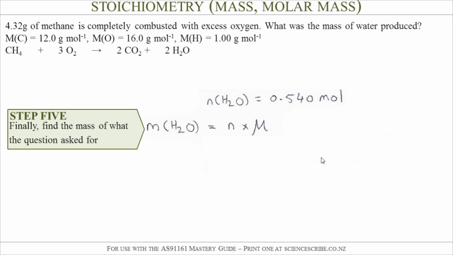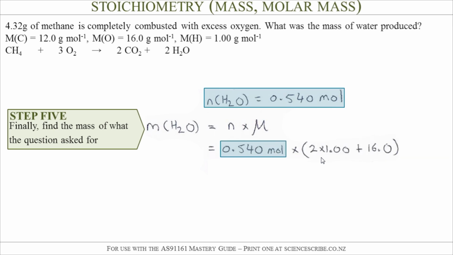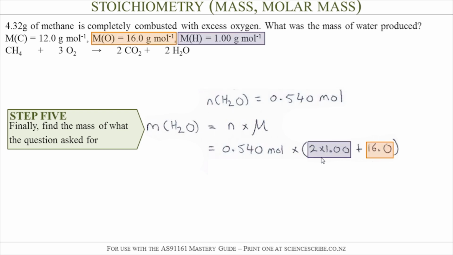Step 5, we can finally start answering the question by calculating the mass of water, because now we know how many moles of water we've got produced and we can figure out the molar mass. So little m equals little n times big M. n is just the amount of water, so 0.540 moles, and the molar mass of water, H2O, so that's 2 hydrogen atoms in there, so 2 times 1 grams per mole. That's shown in purple, and there's only 1 oxygen atom in water, so it's just plus 16 in there.